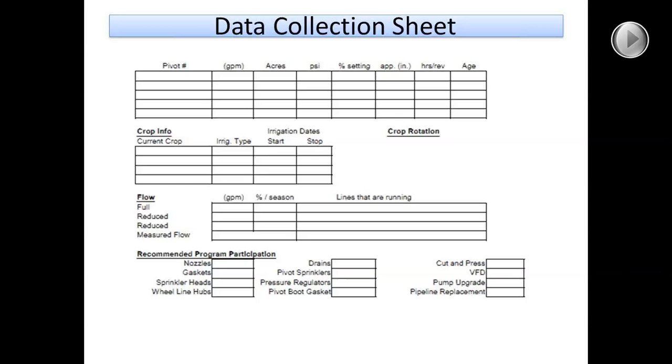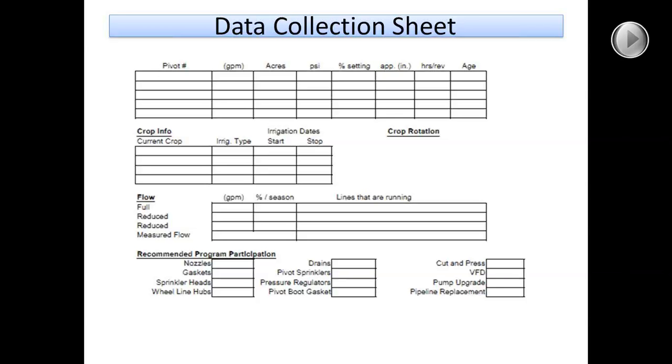The recommended program participation is something that's more specific to utility-sponsored programs. A lot of utilities will offer rebates if farmers replace nozzles, gaskets, sprinkler heads, drains, sprinkler packages, that kind of stuff. And so this is just where we work with several different utilities.